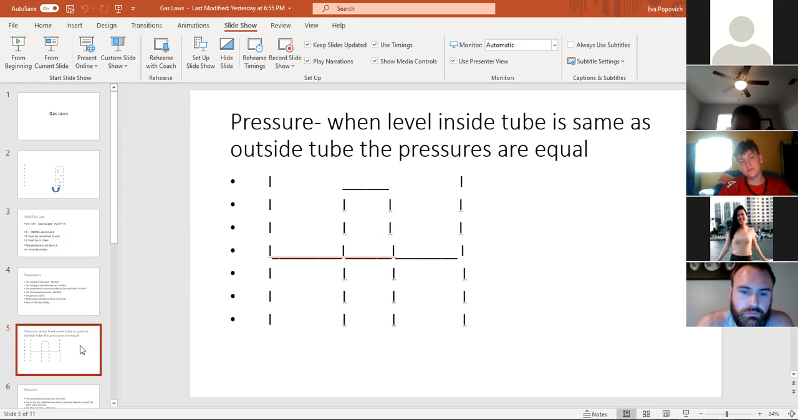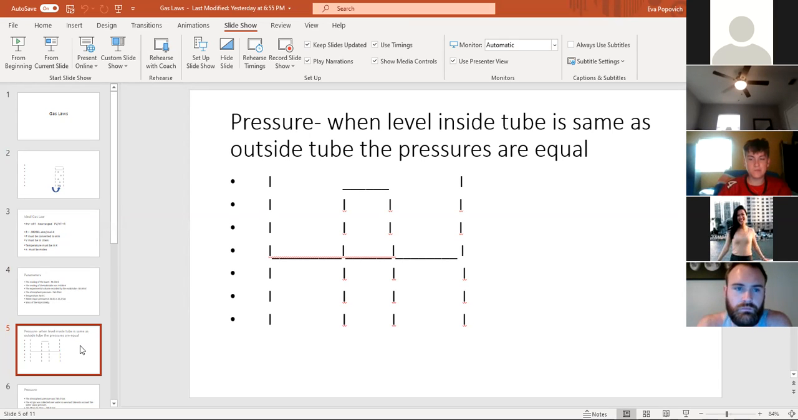Now, when I'm doing the experiment, everybody has sucked soda up in a straw, right? How do you get the liquid from the soda into your mouth? It's like a vacuum. You suck the air pressure out, so you have less pressure in the straw. That causes the level of the liquid to rise. Does that make sense, guys?